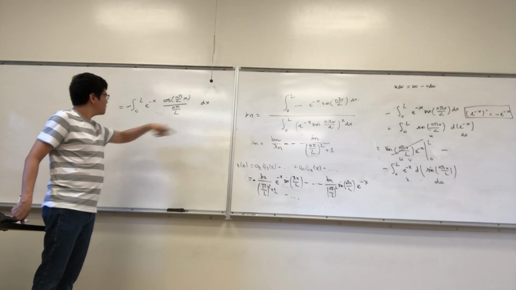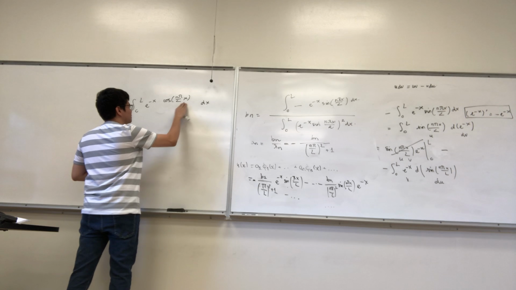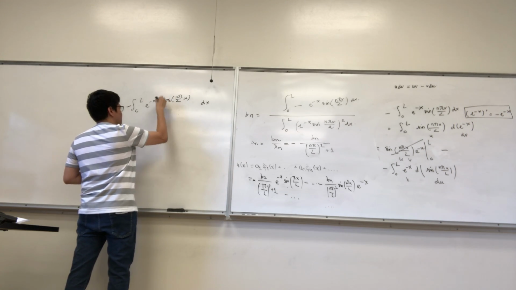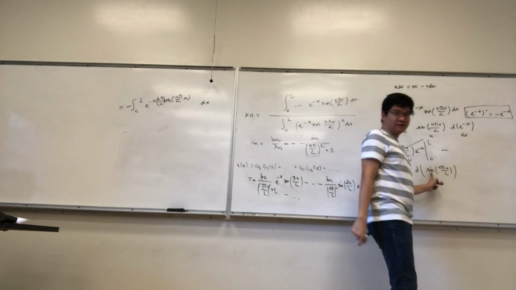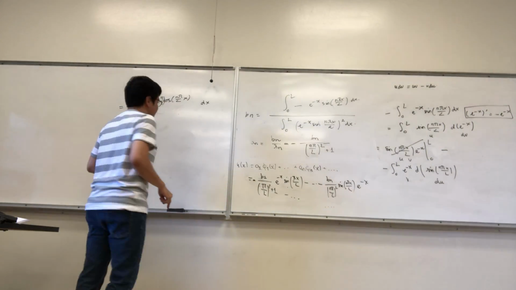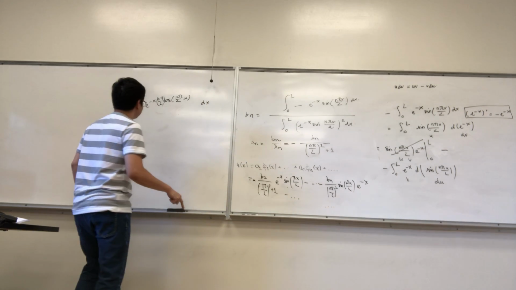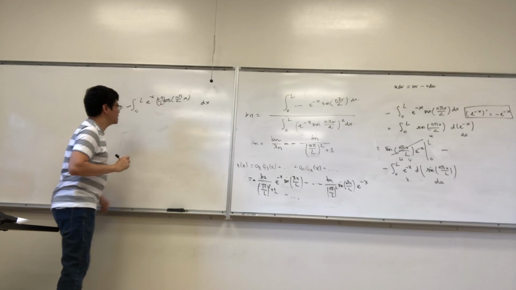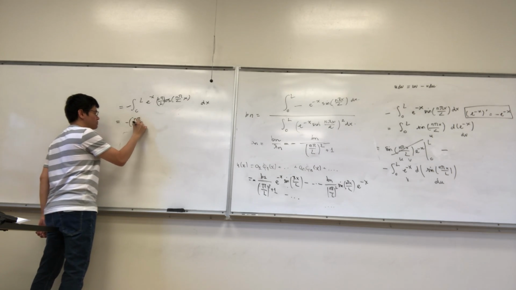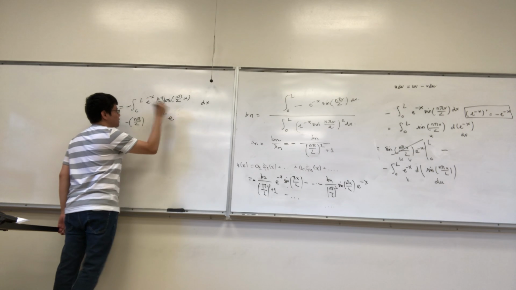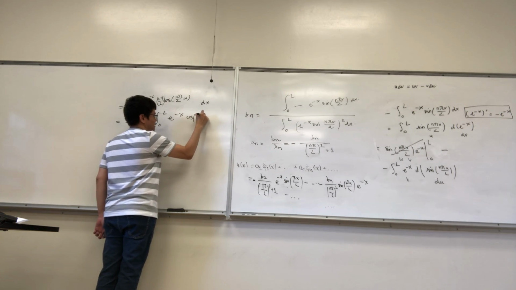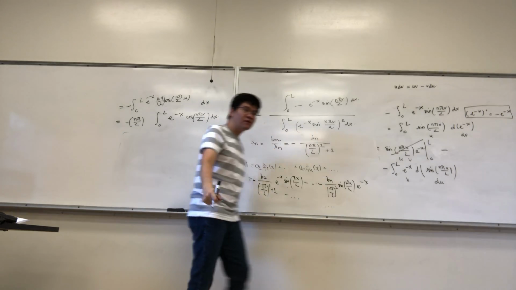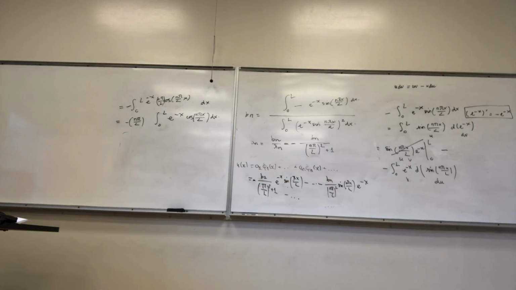So now you have n pi over L here. Now you have to take the derivative of sine to get this formula. The derivative of sine gives you this guy, and this is minus n pi over L times the integral from 0 to L of e to the minus x cosine of n pi x over L dx. So you get something similar, except that instead of sine, you have cosine. What should we do?